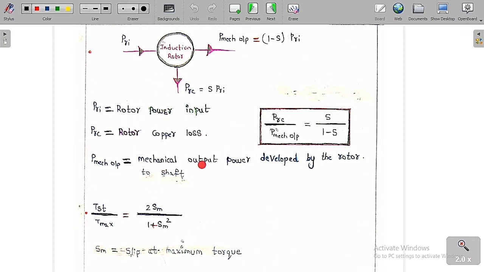So this is called the mechanical output power developed by the rotor to the shaft. If you want the ratio of these two things, we are going to get S by (1 minus S). You can see clearly, this is the rotor power input, this is the rotor copper loss, and this is the mechanical output power developed by the rotor to the shaft.